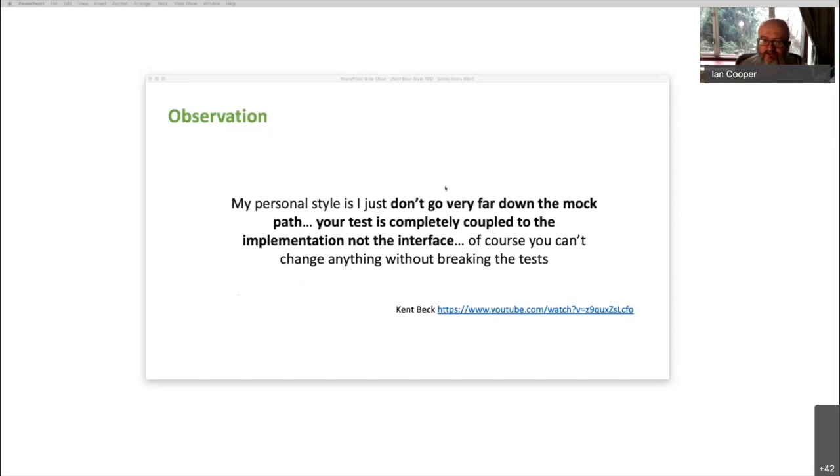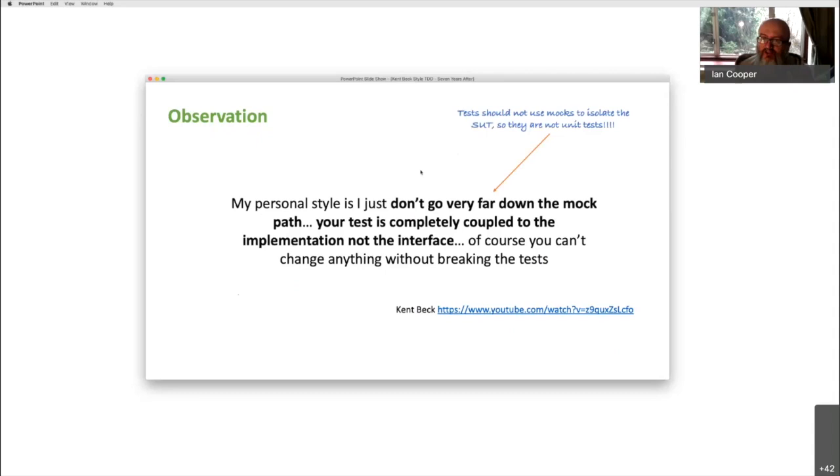So tests shouldn't be looking to use mocks to isolate the system under test. Right? Tests are not unit tests. And the consequence of using mocks to observe indirect outputs is that you couple your test to your details.